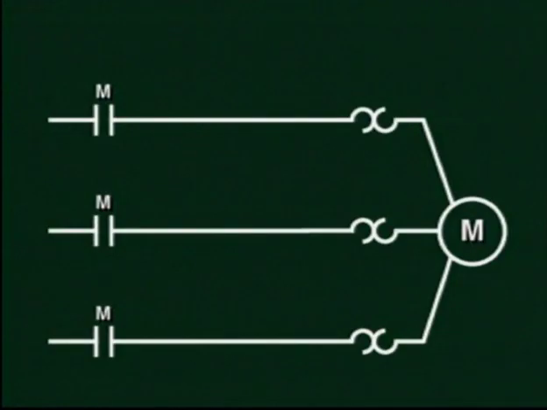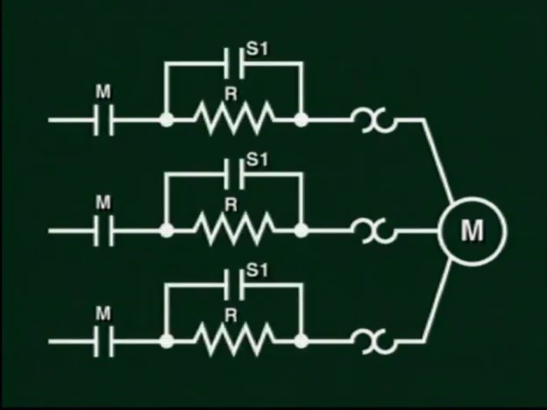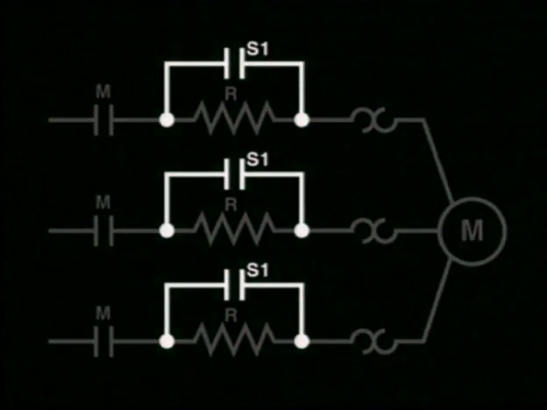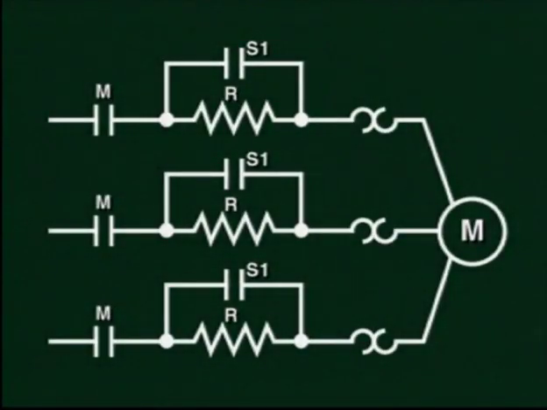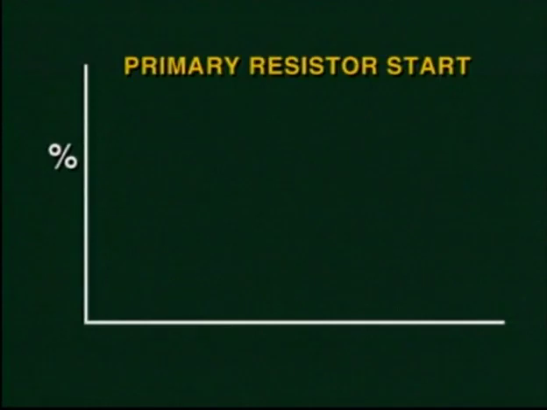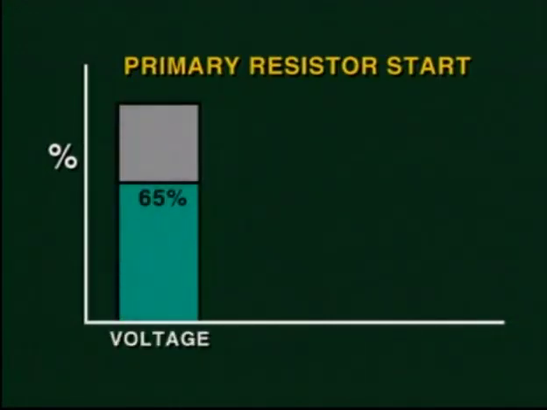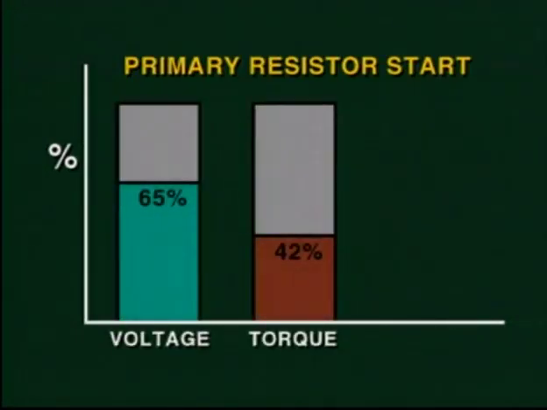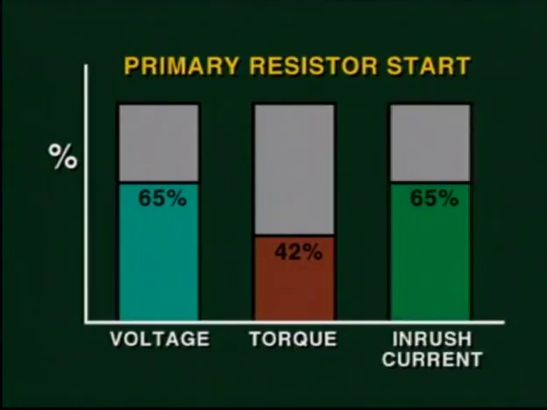The primary resistor uses a resistor which is placed in series with the motor starter power contacts. These resistors in this start method are called primary because they are connected to the supply side of the motor circuit. The resistors are removed by the bypass start contacts S1 after a time delay, as we'll see shortly. The primary resistor provides at start about 65% of rated voltage and a starting torque of 42% of the normal torque. The current at INRUSH is limited to 65% of the locked rotor current.